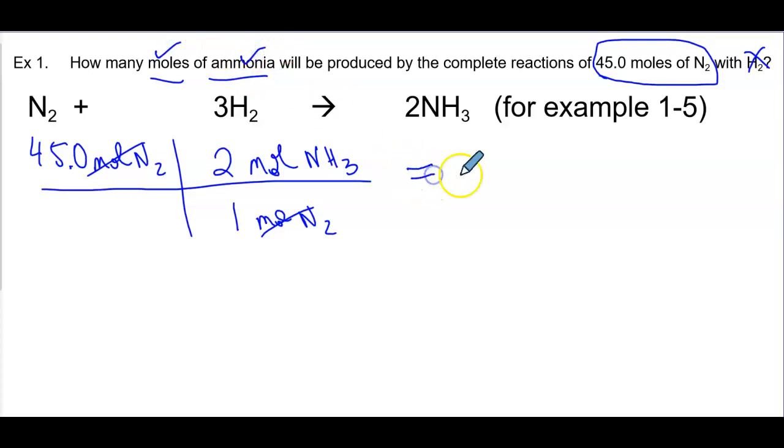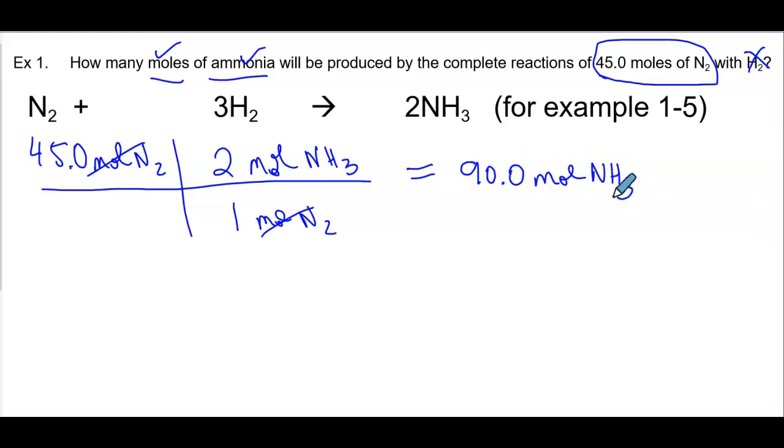So now we're going to do that same kind of math, multiply across the top, divide by the numbers on the bottom, so 45 times 2, and I'm going to apply sig figs here. We will never use our mole-mole ratios as sig figs. Moles to moles will not be used as sig figs. So we only have 3 sig figs from 45.0, so our answer is 90.0 moles of NH3.